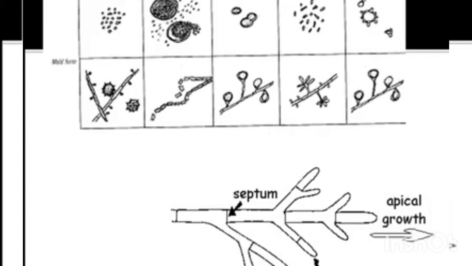The fungi can be monomorphic or they can be dimorphic. Dimorphic means they form different structures at different temperatures. They exist as molds in the environment at ambient temperatures and as yeasts in the human tissues at body temperatures.